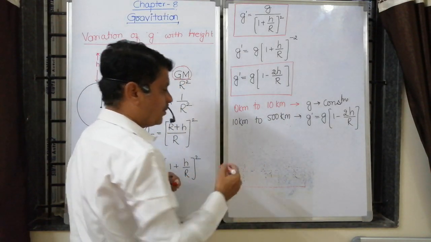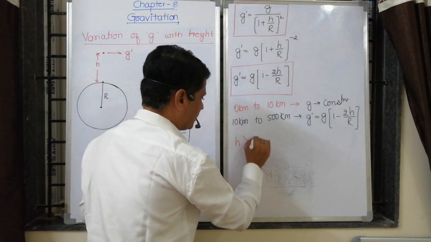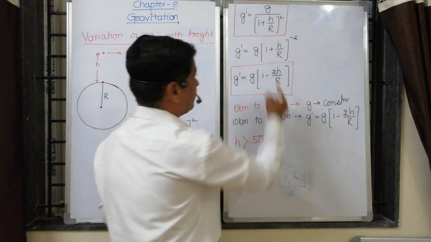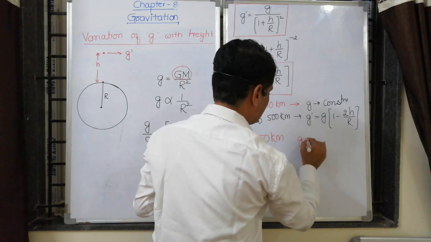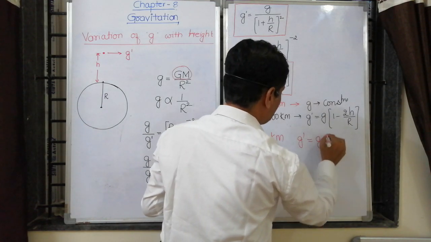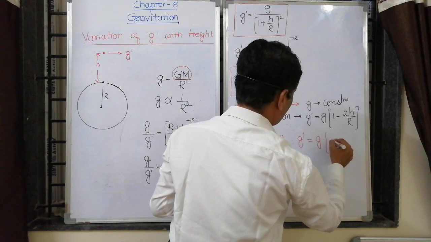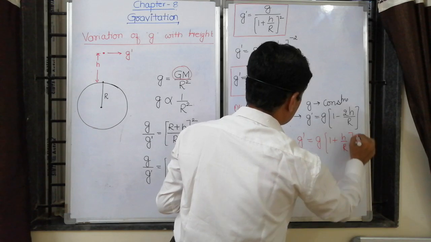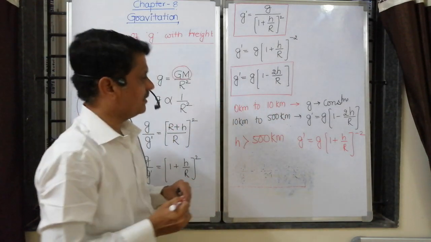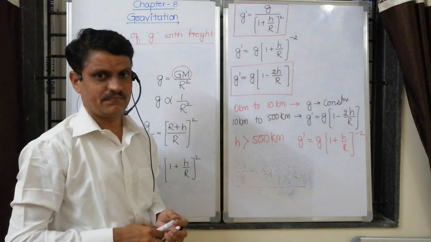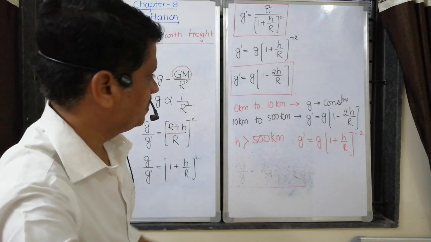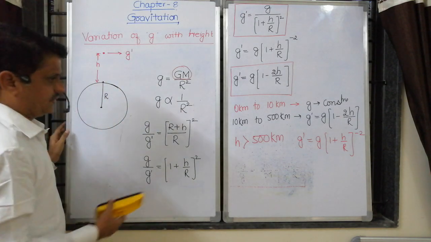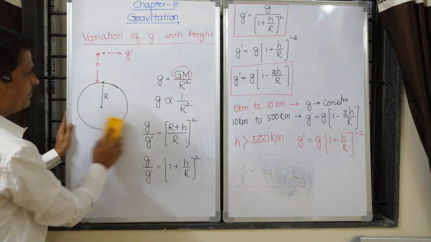And above 500, that is h greater than 500 kilometer, I can use g dash is equal to g in bracket 1 plus h by r raised to minus 2. Or actually, we have to use this. Right? So this is our variation of g with height. I think you might have copied.